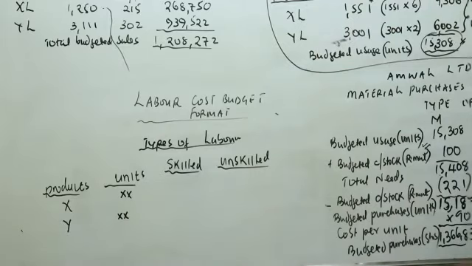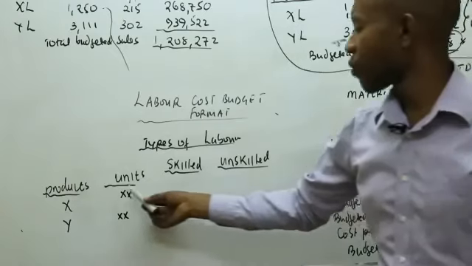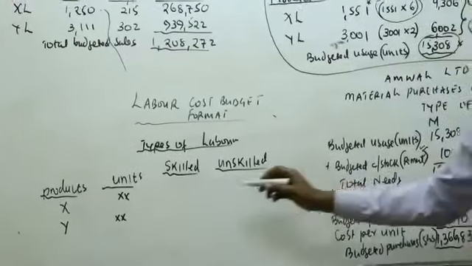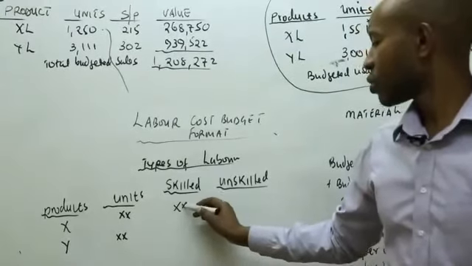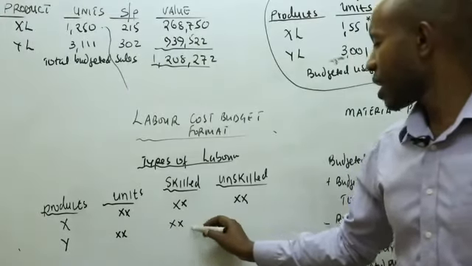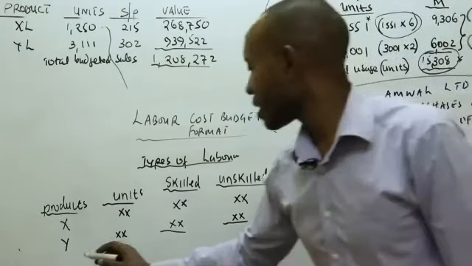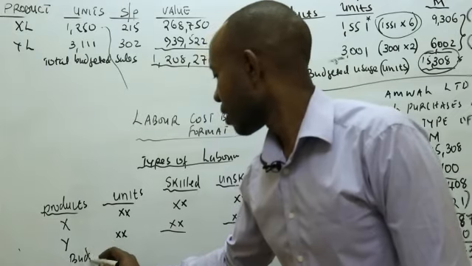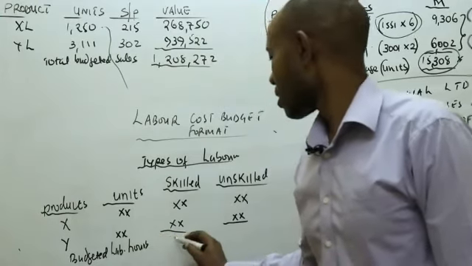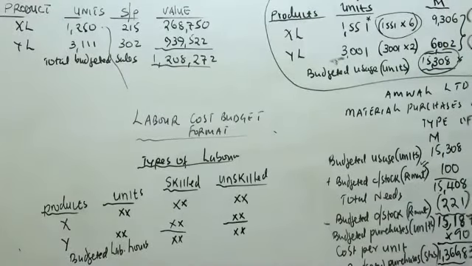Then, just the same way we have done here, one unit of Y requires 4 skilled labor hours. So you take the units times 4 and you put it here. This one maybe times 2, you put it there. And then you add these and you call that budgeted labor hours. That will give you your budgeted labor hours.